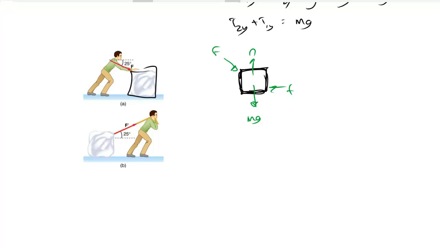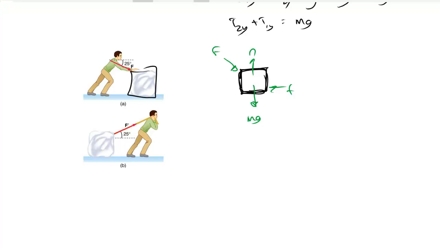By the way, it doesn't actually matter where you put these. A vector doesn't matter where it is, only the direction it's going. You could have put mg there and in here. That's perfectly fine as well, as long as you have the proper direction. That's the important thing.